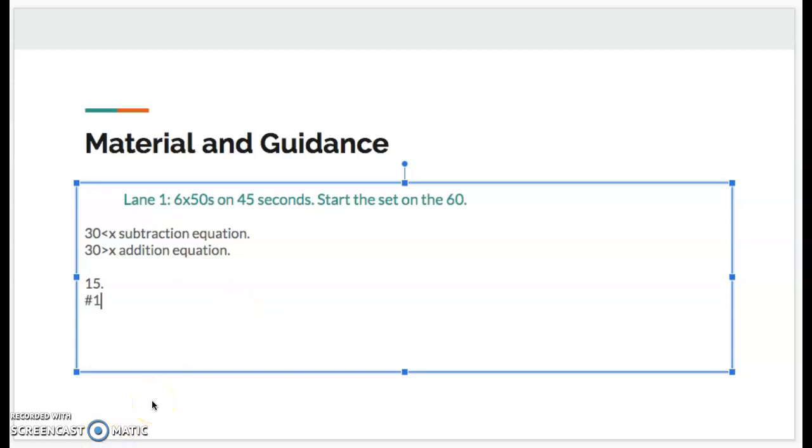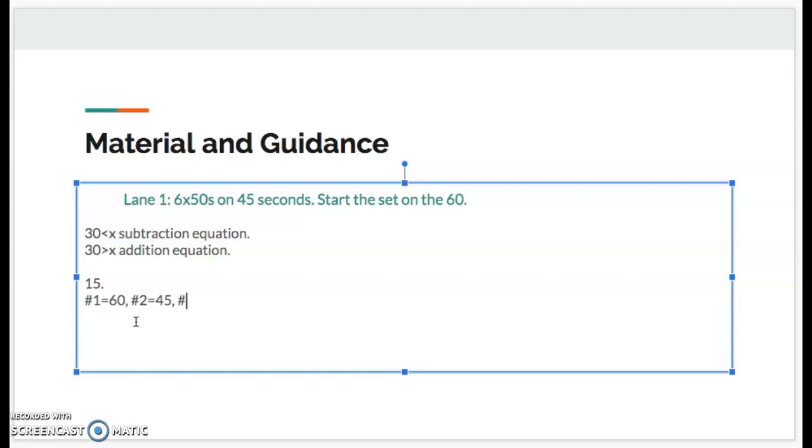So interval number 1. As the set says, we start on the 60. So that's going to be our first one. Easy enough. Number 2. This is where the magic number comes into play. So what we have here is we have a 45 as our interval, which is higher than 30. So that means our magic number is going to be a subtraction equation. Okay, so this is all it is. It's 60 minus 15. Super simple. So the interval would be 45.